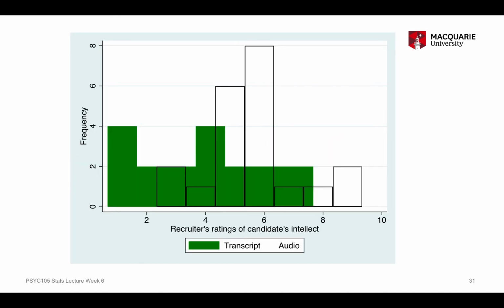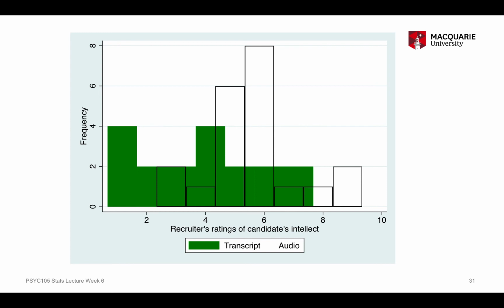The next graph that we're looking at here is representing the same data, but what this data can do for us is to overlay the two graphs one on top of each other. So the green bars are representing the data from the transcript condition, and the see-through white bars are representing the data from the audio condition. And so this just gives you a slightly clearer understanding compared to that graph of looking at the difference in the average scores. You can see that the average score for audio is higher than the average score for transcript.